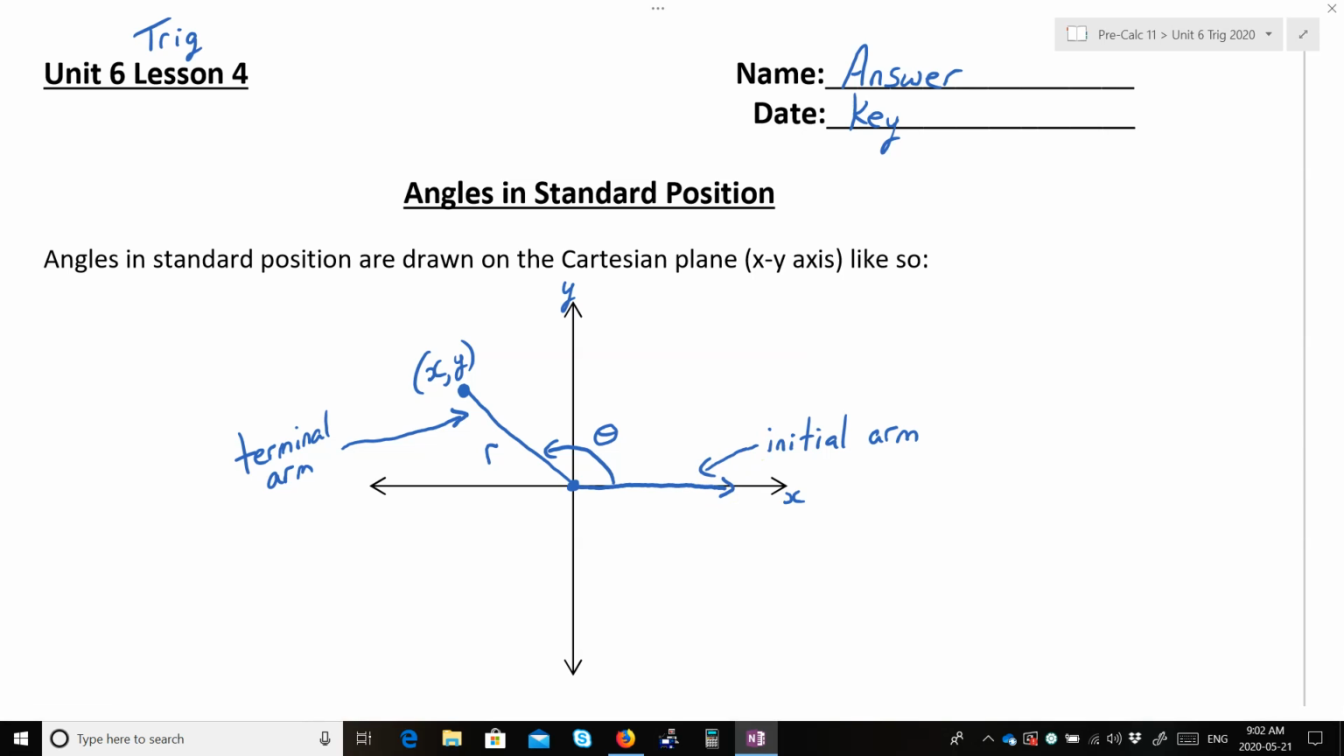Okay, and you may also notice that in the Cartesian plane there are sort of four sections. Those are called quadrants, and they are labeled like so. This is quadrant 1, which we use Roman numerals for. This is quadrant 2, goes counterclockwise. This is quadrant 3, and this is quadrant 4. Okay, so I'm saying quadrants. Quad 1, quad 2, quad 3, and quad 4.